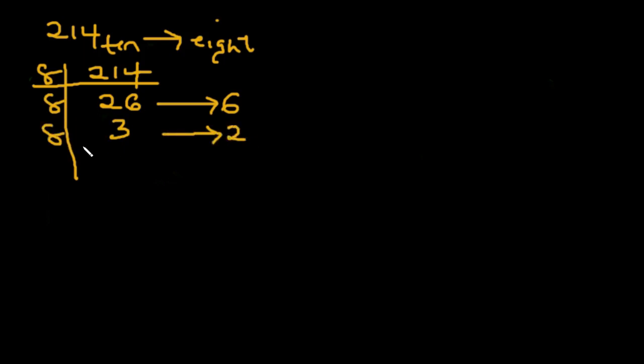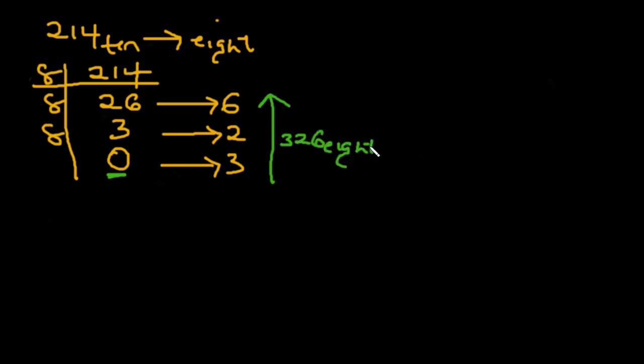8 in 3 is impossible because 8 is greater than 3. So, I'm going to write 0, and I'll write the remainder as 3. Now, my last quotient is now 0. Can you see? So I'm going to write it as an upward collection of my remainders. So the answer is 326 base 8.